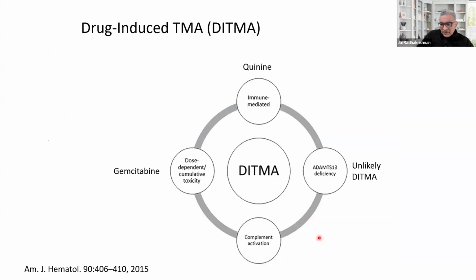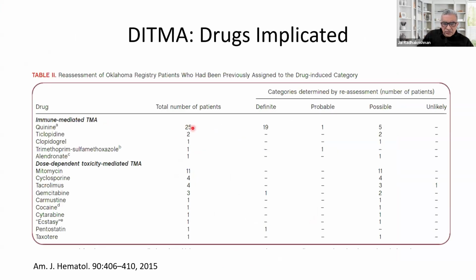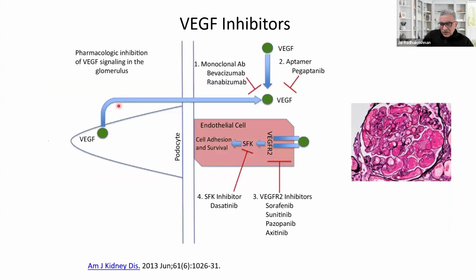Drug-induced TMA, again, is being increasingly seen and rarely immune-mediated, which is quinine, but more commonly, it's from direct toxicity to the endothelium, which is, for example, gemcitabine. So you can see the 2 categories. Quinine is by far the commonest, and in terms of cumulative toxicity, mitomycin, both cyclosporin and tacrolimus in the transplant situation. One very important differential in drug-induced TMA is VEGF inhibitors versus other chemotherapy.